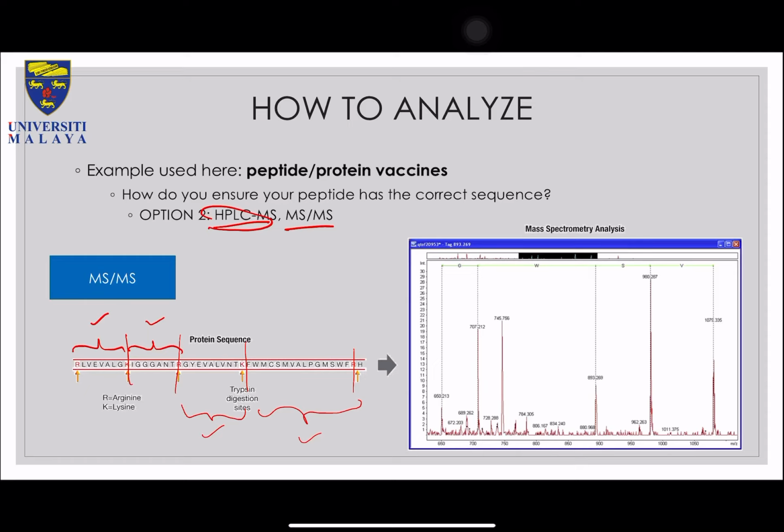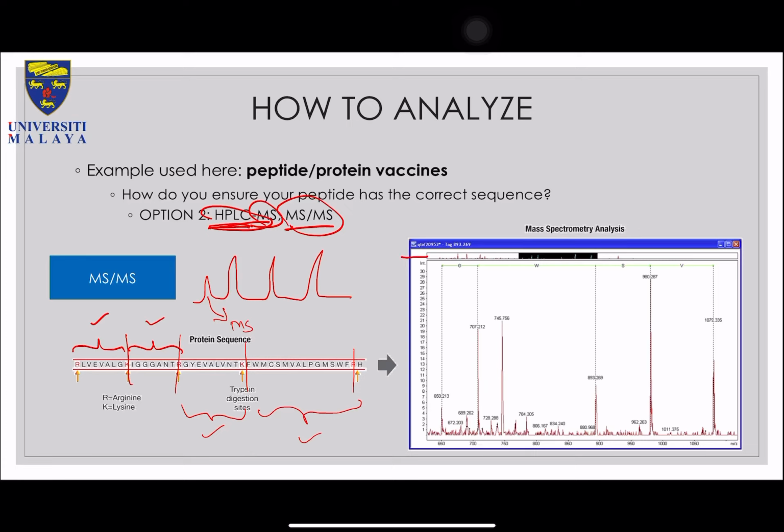In order to identify it more clearly, you can either run HPLC mass spectrometry, whereby you separate the fragments based on different retention times before each fragment is identified in mass spectrometry. Or alternatively, you can run tandem mass spectrometry, whereby each mass is reanalyzed and refragmented so that you can identify the corresponding sequence. The figure on the right-hand side shows an example of how this looks in real practice.